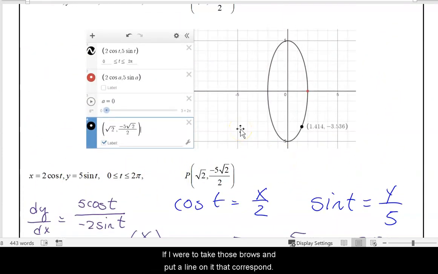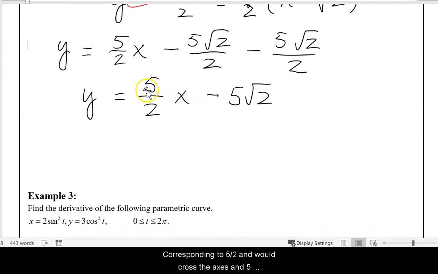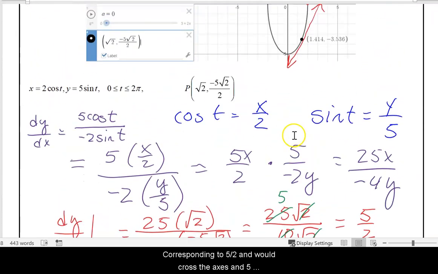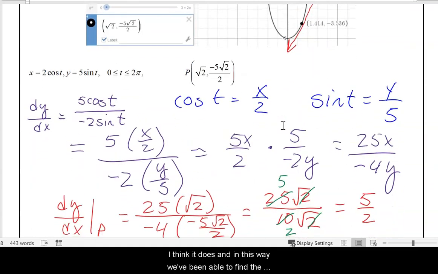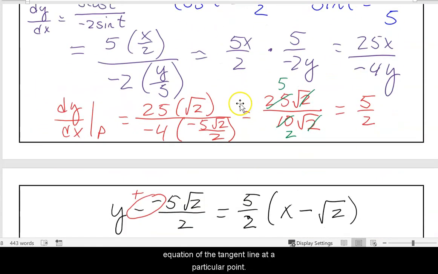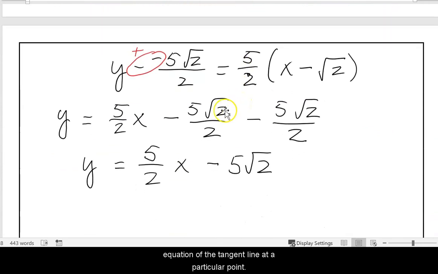If I were to take this graph and put a line on it that corresponded to the tangent line, can you believe that that line would have a slope corresponding to 5/2 and would cross the axis at 5 square roots of 2 negative? I think it does, and in this way we've been able to find the equation of the tangent line at a particular point.